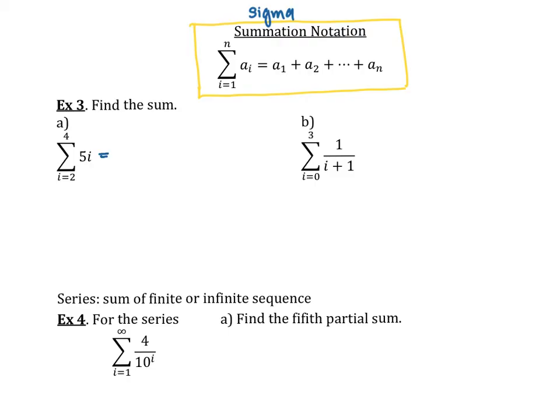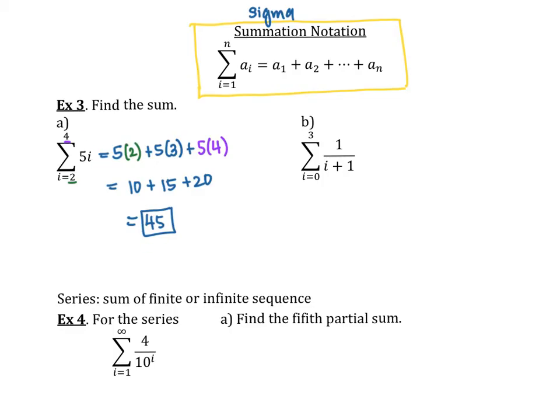So I'm going to first plug in the 2. 5 times 2. Then 5 times 3 plus, and then I'm going to stop when I get to 4, plus 5 times 4. I plugged in 2 through 4, and then I just have to add it up because that's what summation is. 10 plus 15 plus 20. So the result of this is 45.